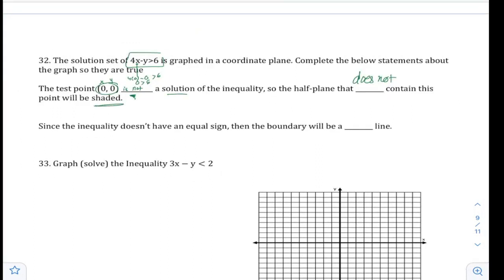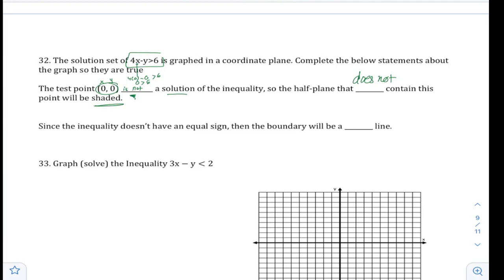Usually in the test point, let's revise. If you choose a test point and it gives you a correct solution, then you will shade the plane that includes that. You choose a point as a test. If it gives you a correct answer, it means this point is in the shaded region, the solution region. If it gives you a wrong answer, then the shading stays on the other side of the line.